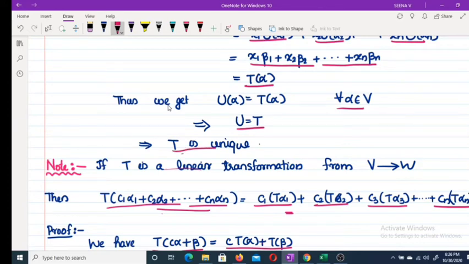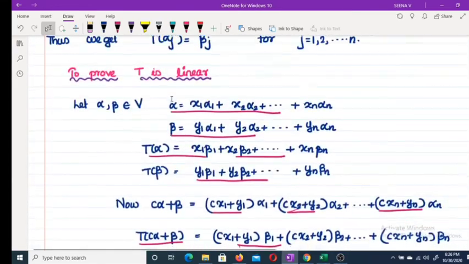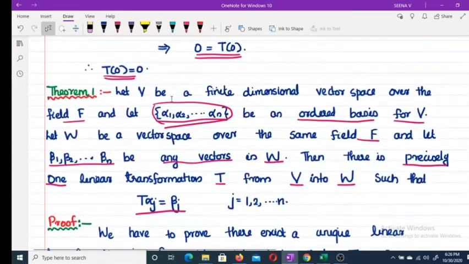Therefore T is unique. Therefore, there exists a unique linear transformation from V to W which satisfies the condition T alpha j equal to beta j.